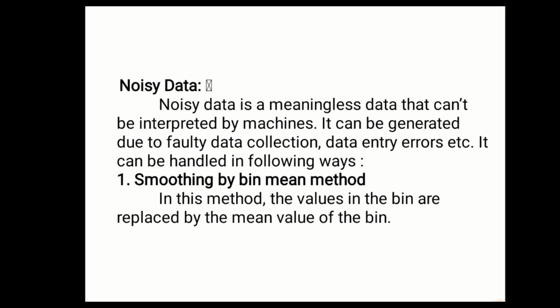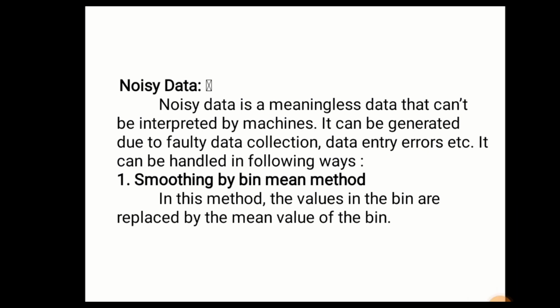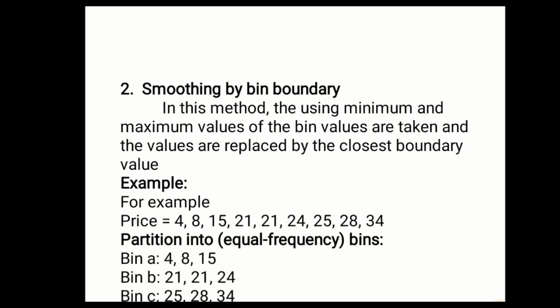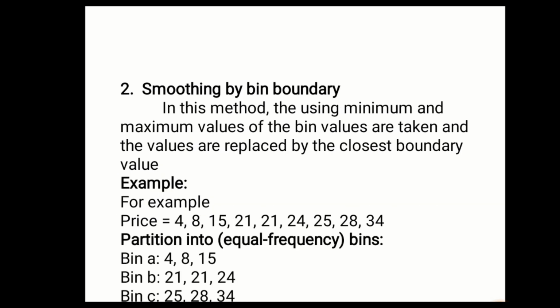In this method, the values in the bin are replaced by the mean value of the bin. Second one, bin boundary method. In this method, the minimum and maximum values of the bin are taken, and the values are replaced by the closest boundary value.